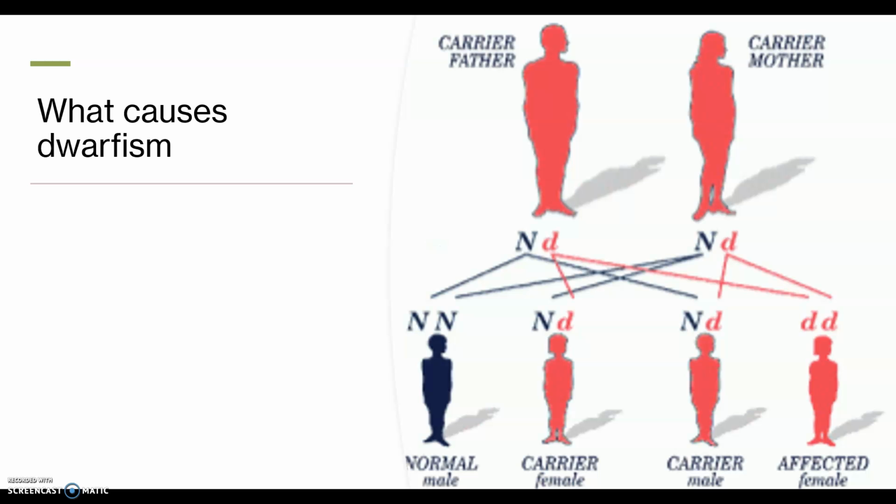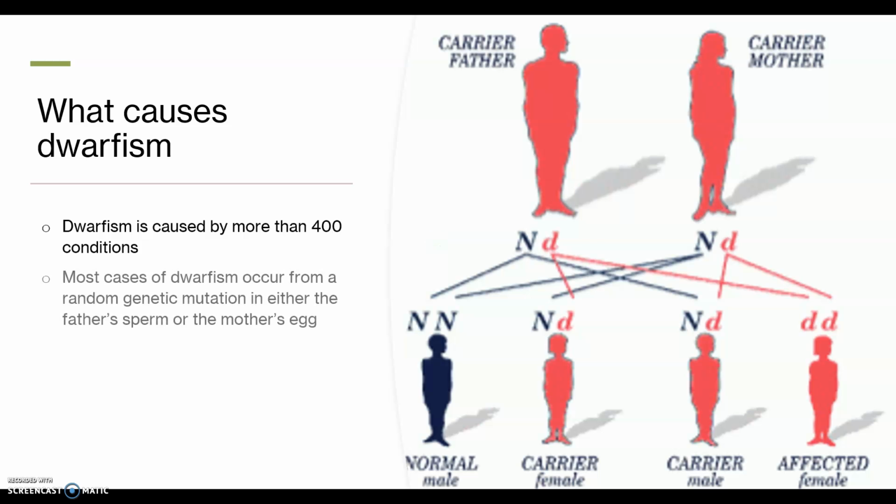So what causes dwarfism? Dwarfism is caused by more than 400 different conditions. Most cases of dwarfism occur from a random genetic mutation in either the father's sperm or the mother's egg, and rarely occurs from either parent's complete genetic makeup.